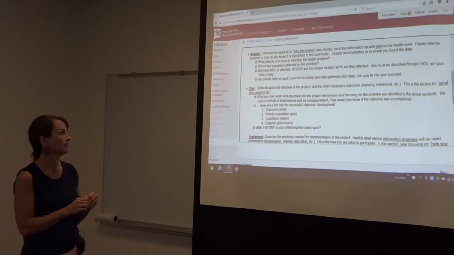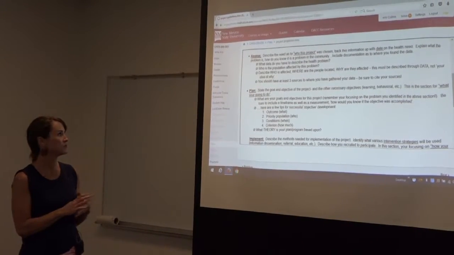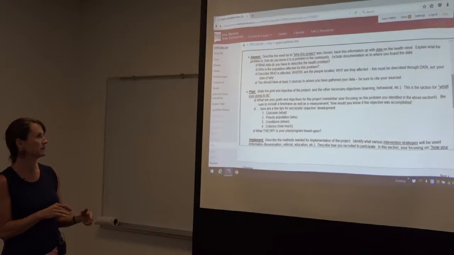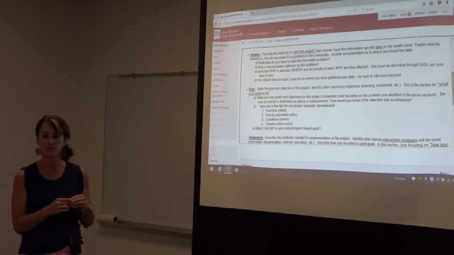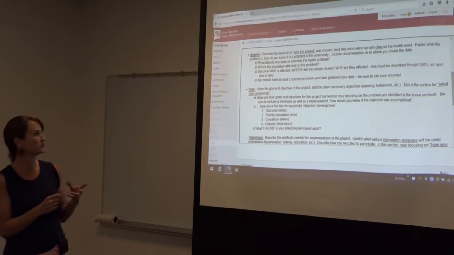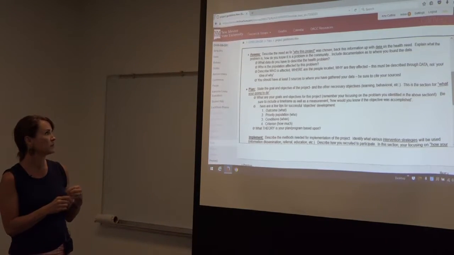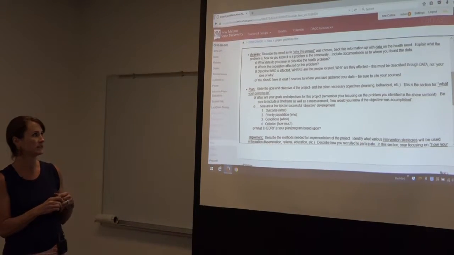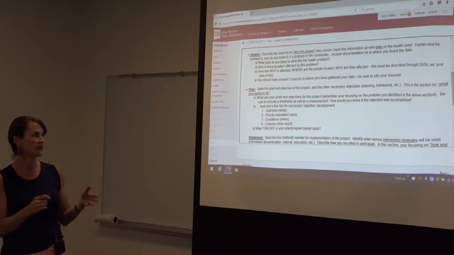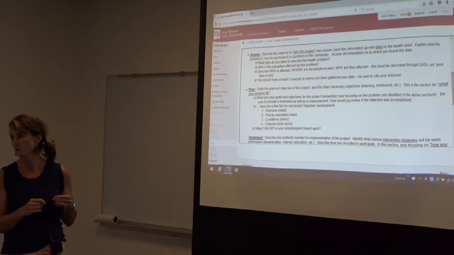So again, who's affected, what age are they, what ethnicity, where are they located? As I said, who's the population that's affected? Is it children? Is it adults? Males, females? Describe who's affected, where the people are located, and why they are affected. So are there risk factors associated with it, and what are those risk factors?